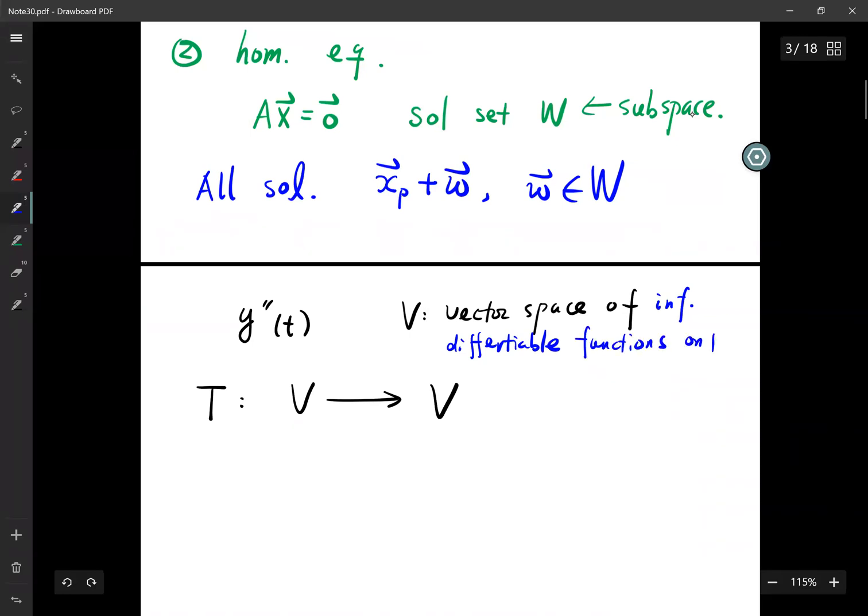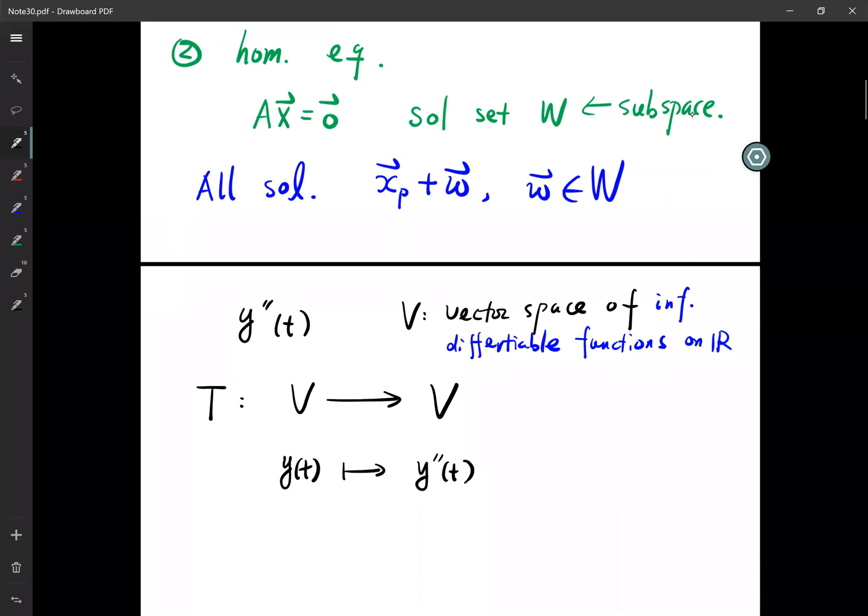On R, we can consider some other vector spaces, but this one's the simpler. And this is still an infinite dimensional space because t squared, t cubed, and all of them are linearly independent. What it does is take a function y(t) and map it to y double prime (t). So this is indeed a mapping from V to V.